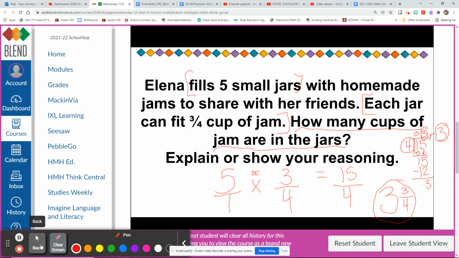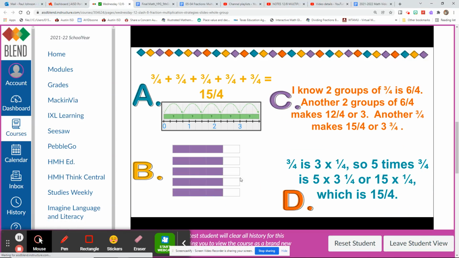That's how the algorithm can help us get through the word problems as well. So let's clear the screen and see what else they got for us. Here's a couple different ways to look at it. The way that I said don't look at it: 3/4 added 5 times. That's going to get us the same answer. 3/4 plus 3/4 plus 3/4 plus 3/4 plus 3/4. That's basically like adding 3 plus 3 is 6, plus 3 more is 9, plus 3 more is 12, plus 3 more is 15. And remember, the denominator wouldn't change, so it stays the same: 15/4. And then 15/4 would simplify back down to 3 3/4.